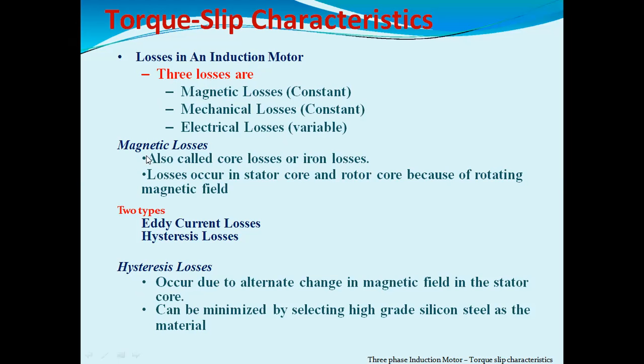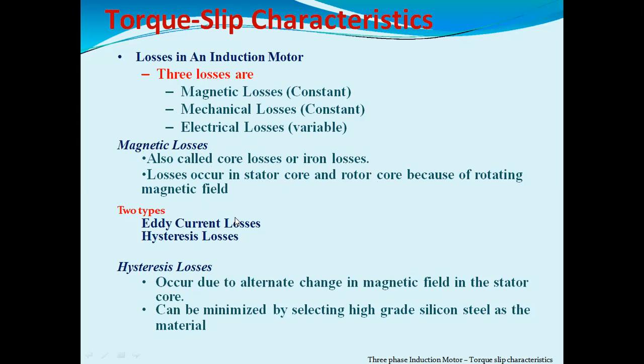Now the magnetic loss. This loss is created because of core losses or iron losses, because here we are using windings. So sometimes core loss or iron loss can appear. These losses occur in the stator as well as in the rotor, because in the stator also we are using windings and magnets. So there will be magnetic losses because of the winding and because of the rotating magnetic field.